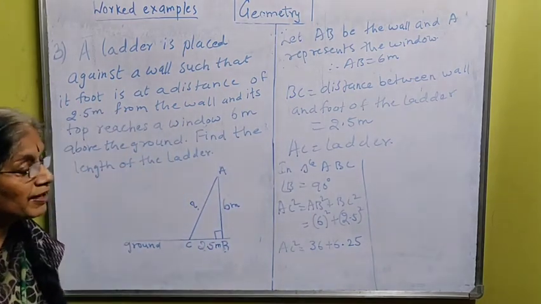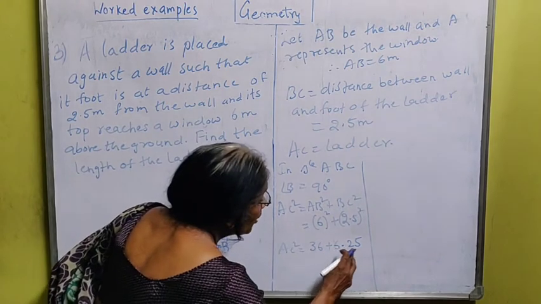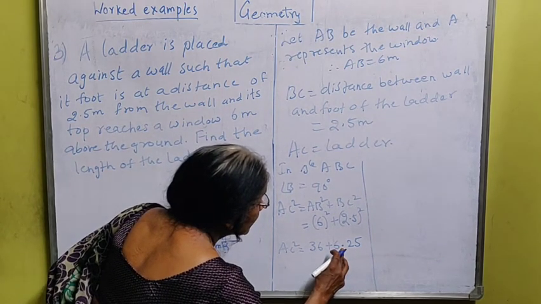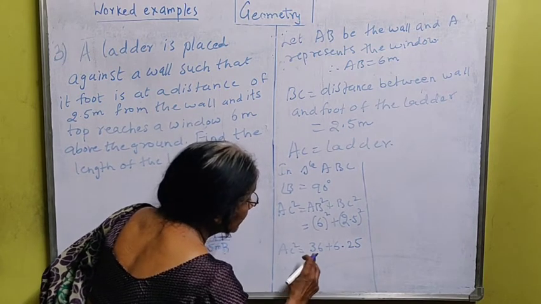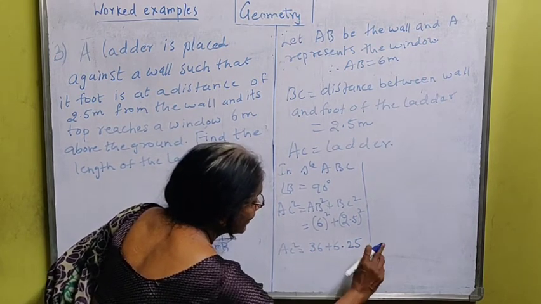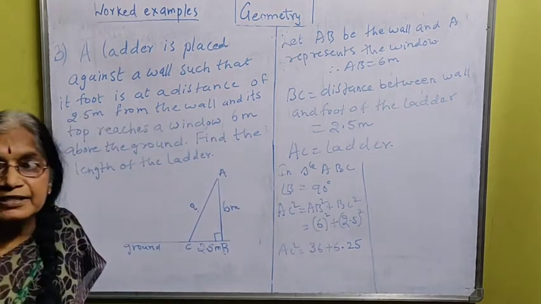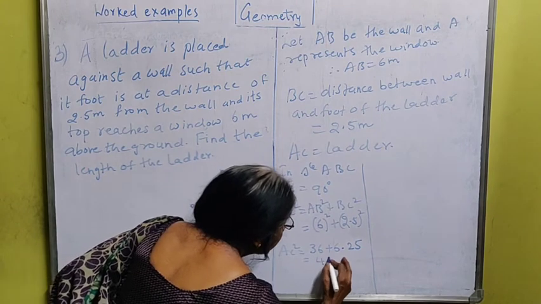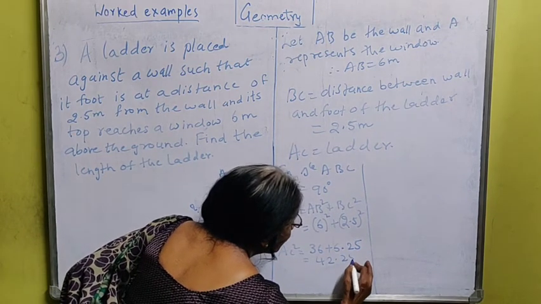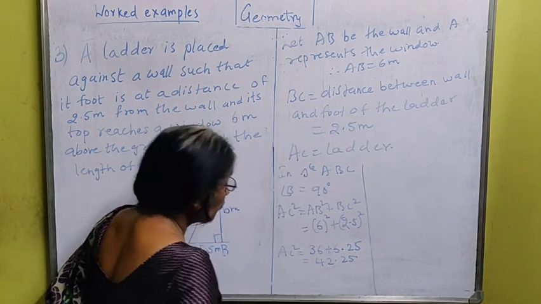So 36 plus 6.25. Very important addition. 6.25 has the point given. So 6 is a whole number and 0.25 is the decimal part. 36 is a whole number, there is no decimal. So add the whole number with the whole number. 36 plus 6, how much is it? You will get 42.25. So AC square is equal to 42.25.